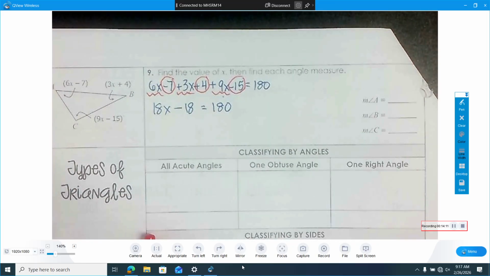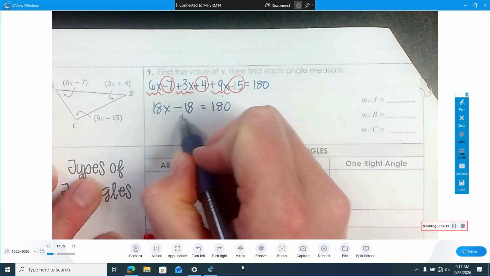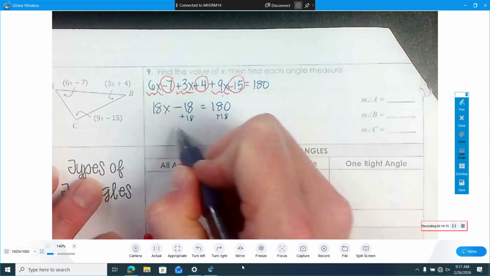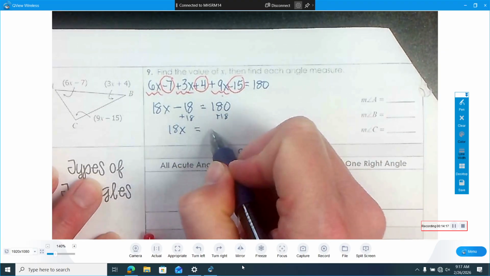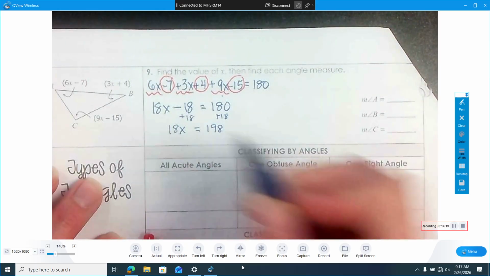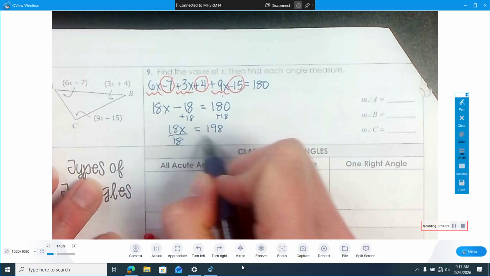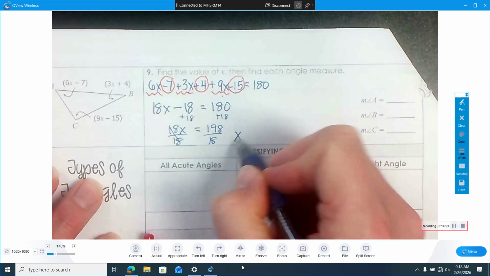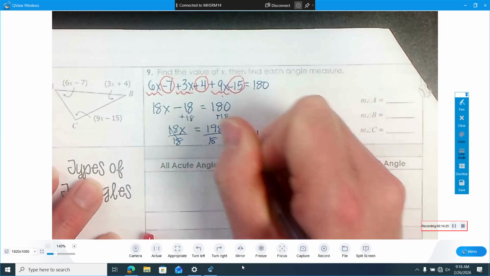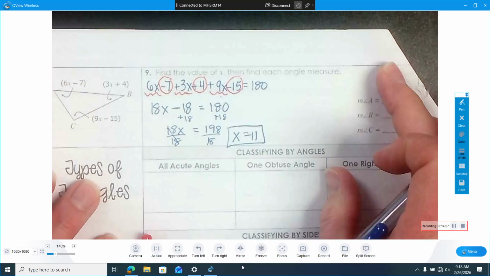Very good. And then what do we do? Add 18 to both sides. We get 18x equals 198. And then divide by 18. Divide by 18. We get x equals 11. All right, beautiful. Are we done?